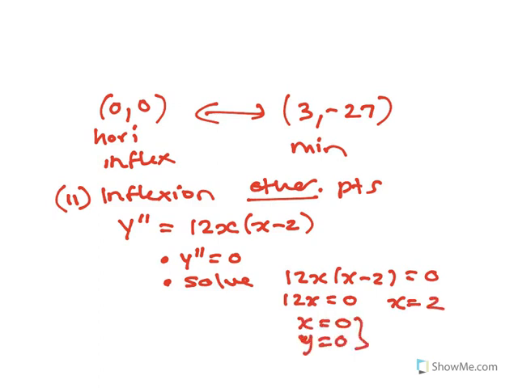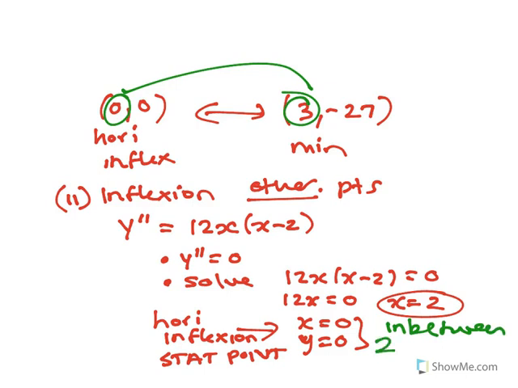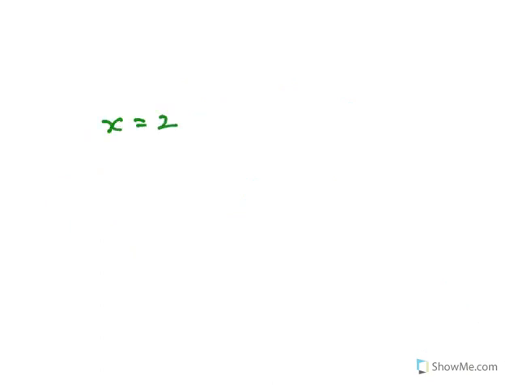This one here we've already found. This one is our horizontal inflection from the previous question. It is also a stationary point. This one here must be the one. See how that's a 0 and a 3? It's a 2. So that must be the one that is in between the two stationary points, the horizontal inflection and the minimum. Okay, so if you've got x equals 2, you then need to find the y value.